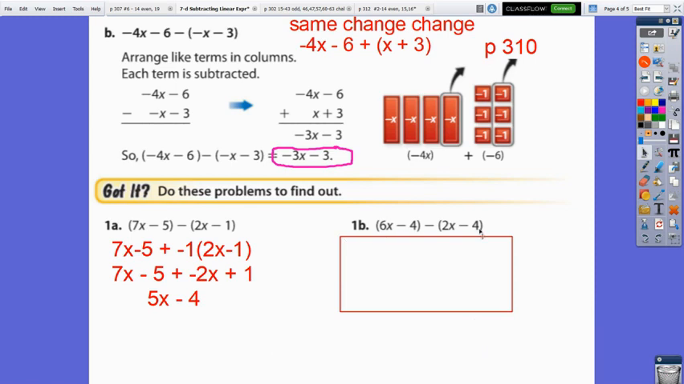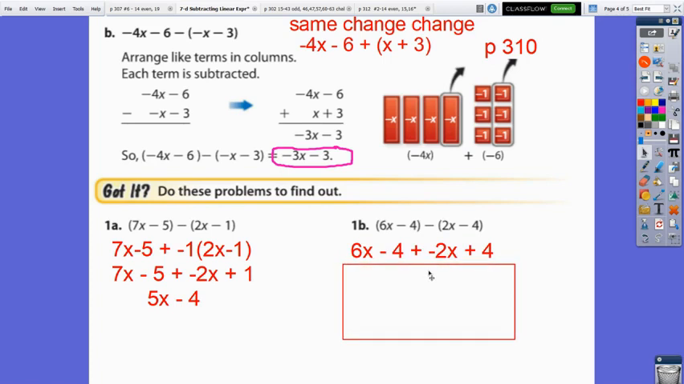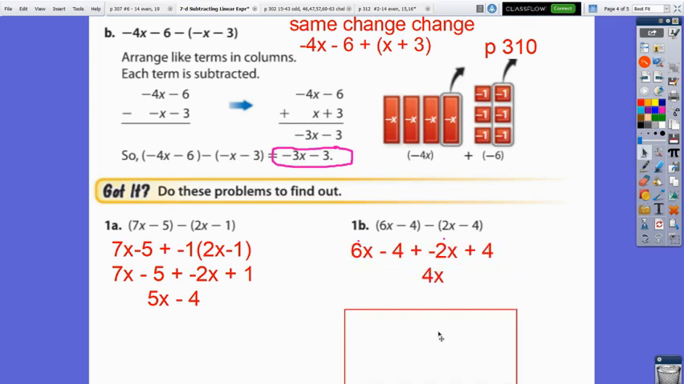And 1b. Same, change, change: change the subtraction to addition, change both of these to their opposites. So this becomes negative 2x, this becomes plus 4. Combine your like terms now. So 6x and negative 2x is 4x, and negative 4 plus 4 is 0. So I don't have to write 4x plus 0, just 4x.